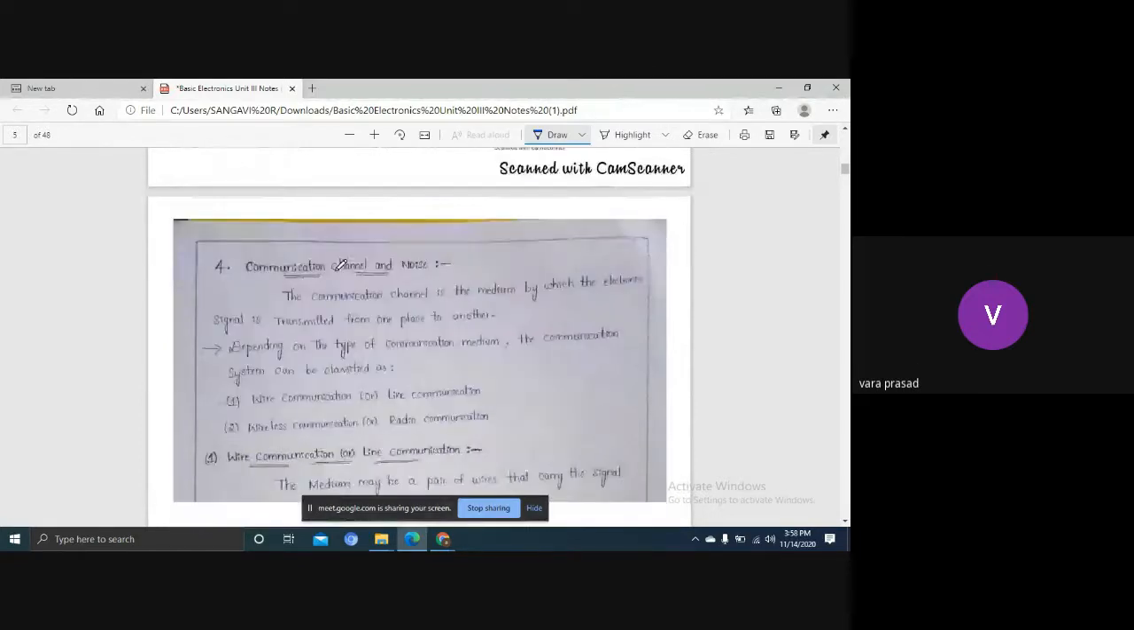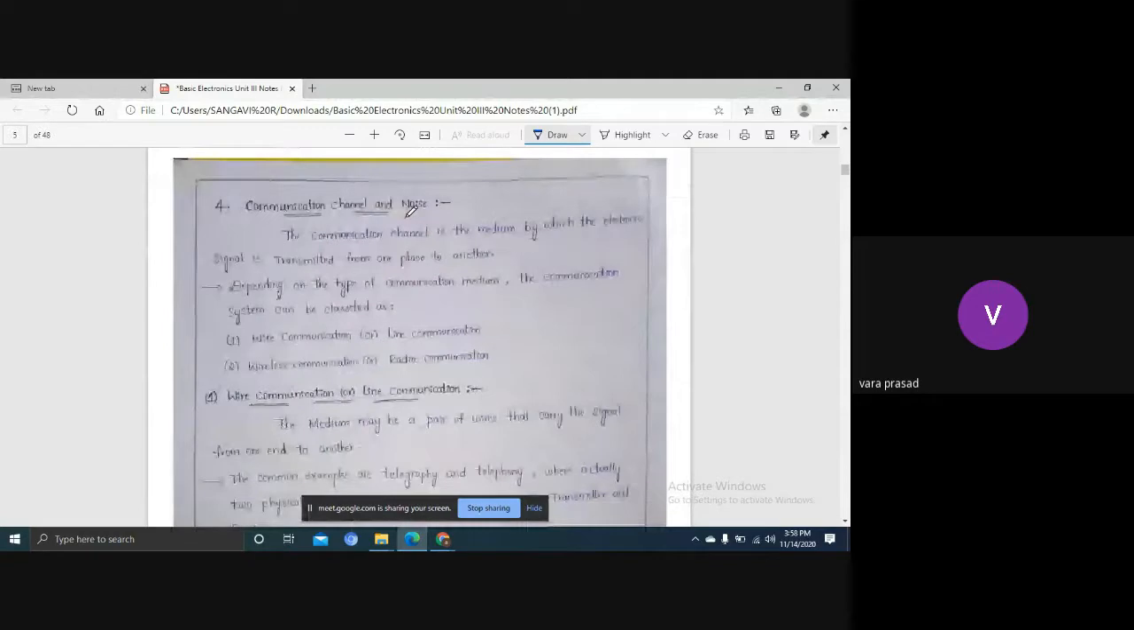Communication channel and noise. The communication channel is the medium by which the electronic signal is transmitted from one place to another place. Depending on the type of communication medium, the communication system can be classified into wired communication or wireless communication. Wire communication we can call a line. Wireless I can call radio communication.